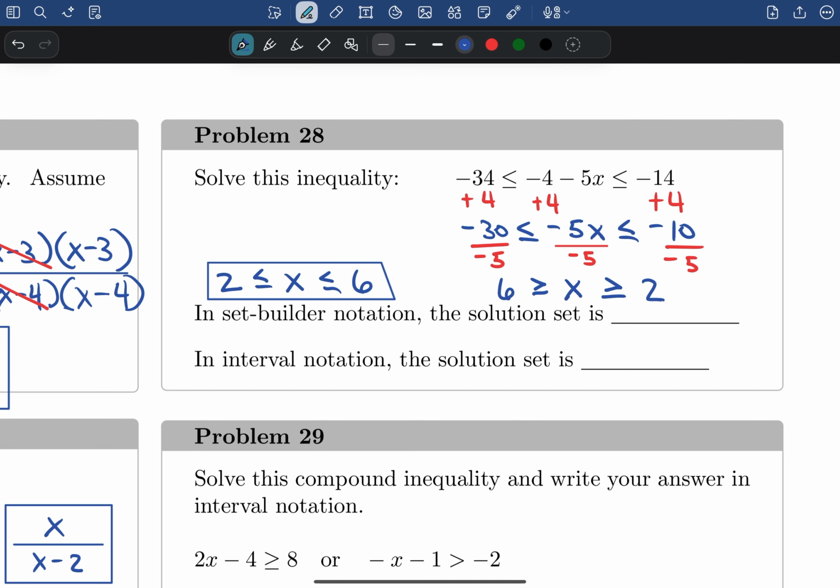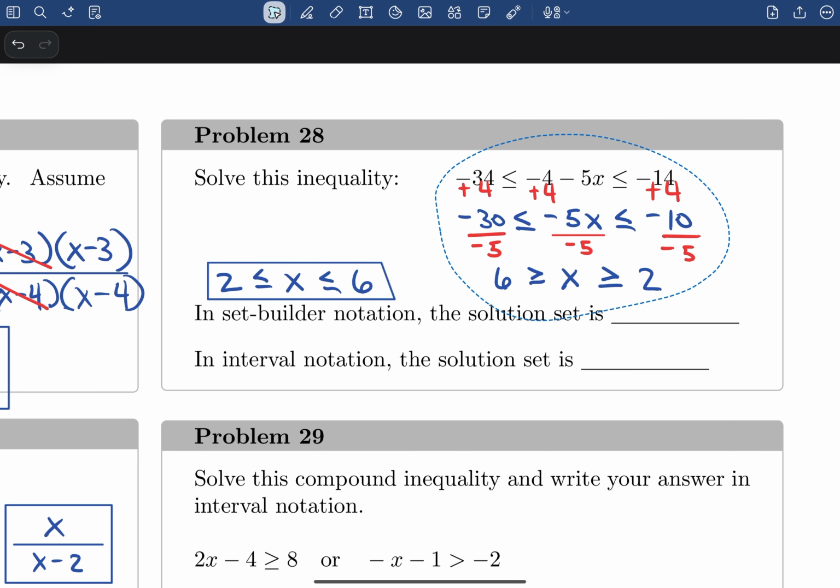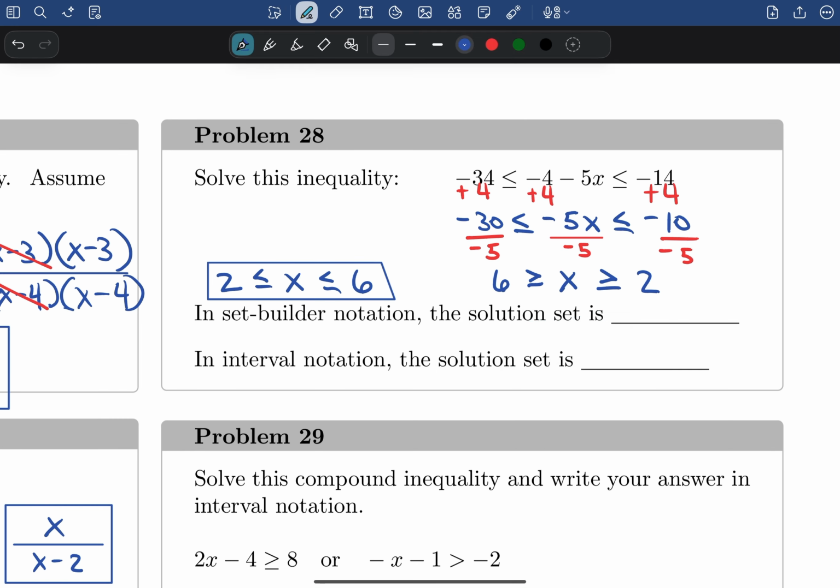We'll report our solution in set builder notation first. And so here I go. I'm going to write a set. More beautiful set here. There we go. So in the set, I'm going to put x such that 2 is less than or equal to x, which is less than or equal to 6. So in the set builder notation, we open a set and say x such that, and then we put the inequality notation that we found right there in the set, and then we close the set with the curly brackets.